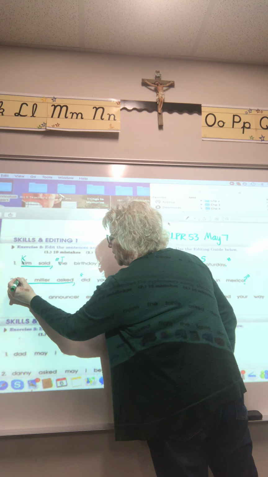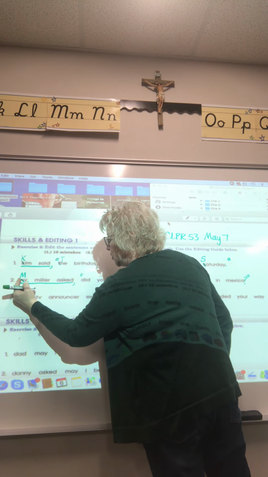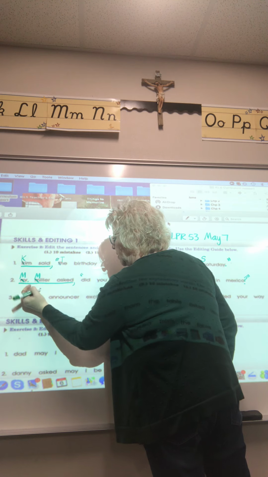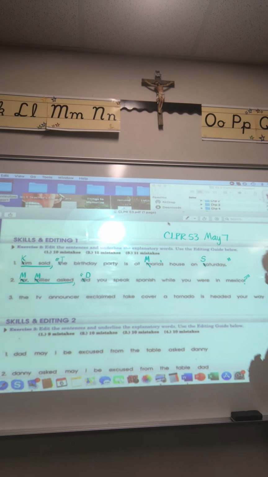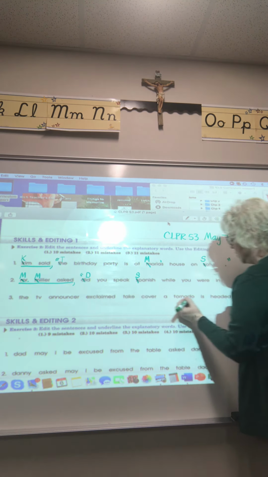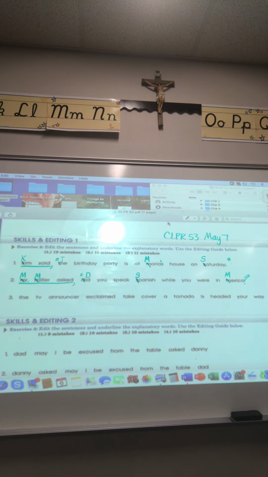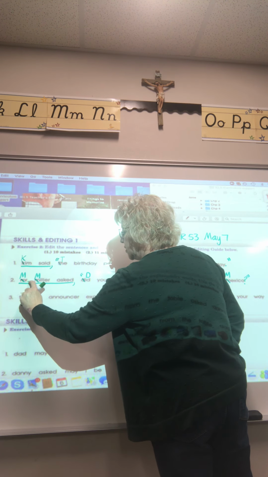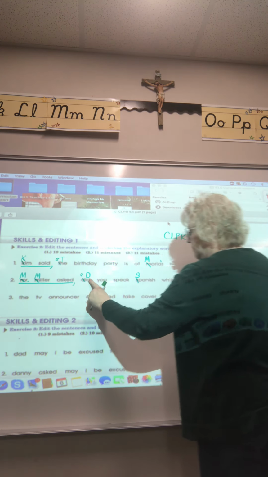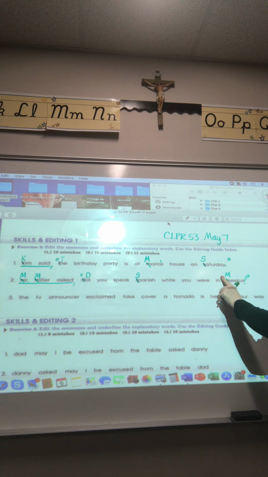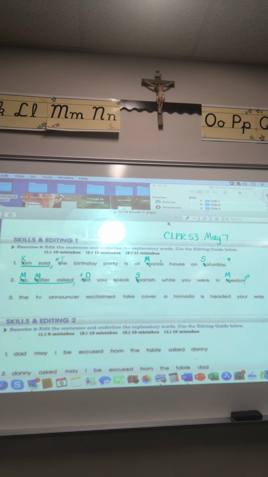Now we'll go back and add the rest of our editing. Mr., capital M, Miller, capital M, put a period after Mr. Did is the beginning of the sentence that he actually spoke. Did you speak Spanish while you were in Mexico? And we're going to put a capital S on Spanish, and a capital M on Mexico. And now we're going to count, see if we have 11 mistakes. 1, 2, 3, 4, 5, 6, 7, 8, 9, 10, 11.